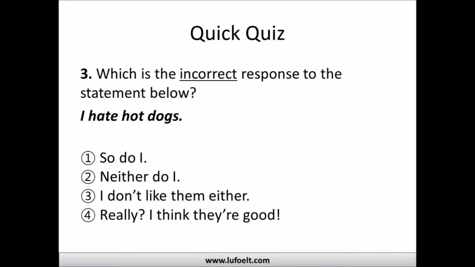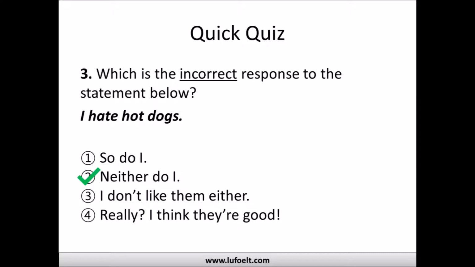Okay, so which one is the appropriate or inappropriate response? 1, so do I. 2, neither do I. 3, I don't like them either. 4, really? I think they're good. All right, which one is the incorrect response? I'm going to show you the answer now. All right, 2, neither do I.